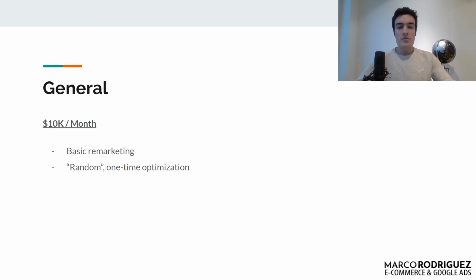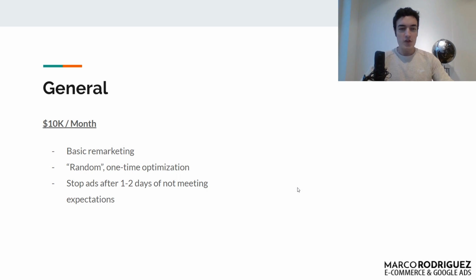They do normally random one-time optimization, right? So you sit there and you think, oh, my campaigns could do better. So suddenly out of nowhere, they jump in and they try to optimize something. They have these sudden bursts of energy to optimize something, and then they leave it run for 1 week, 2 weeks before they do something again.